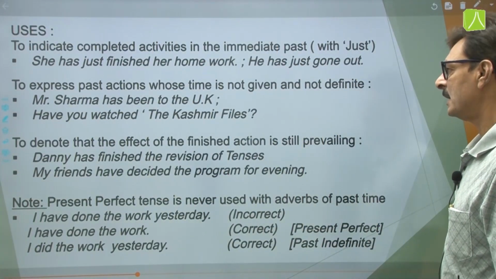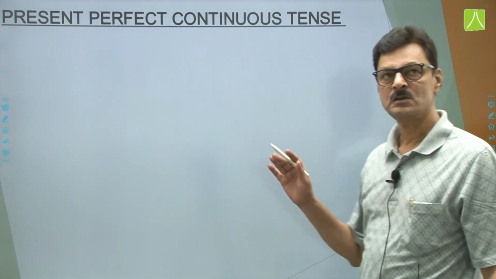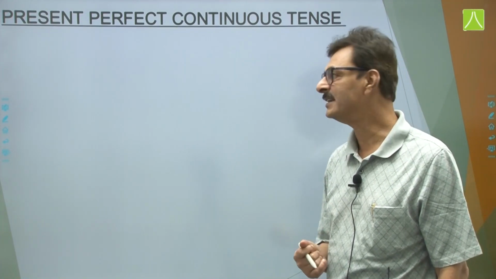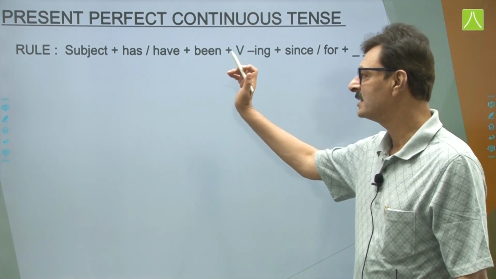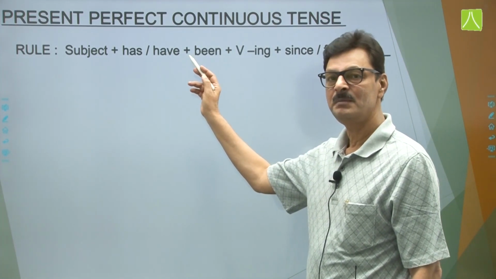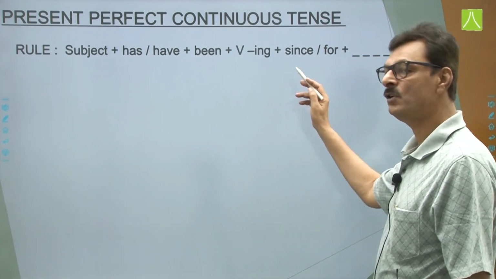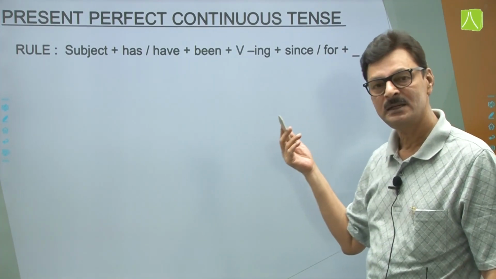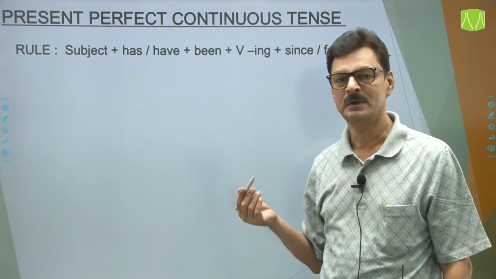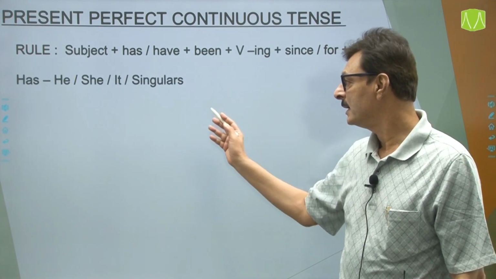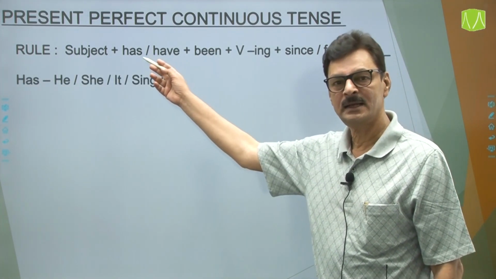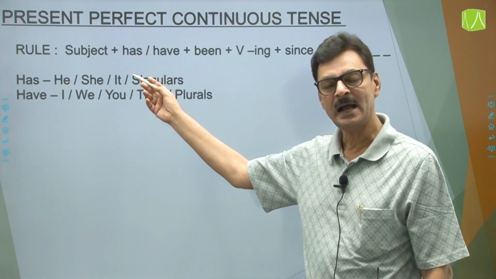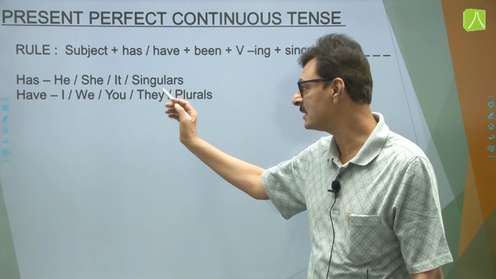And चलते हैं आगे with the last of the tenses where present tense is concerned, that is present perfect continuous tense. The construction: subject plus has/have plus been plus ing form plus some new addition, since or for, plus the complement of the statement. Has कहाँ लगता है? As I told you earlier, third person singular. Have I, we, you, they and plurals उसके संग लगेगा.